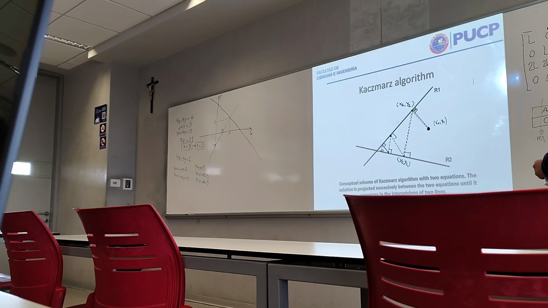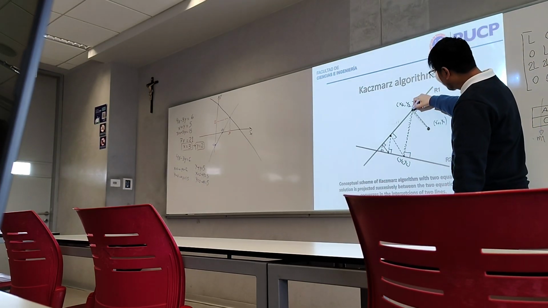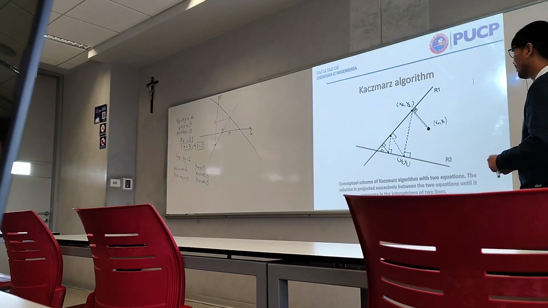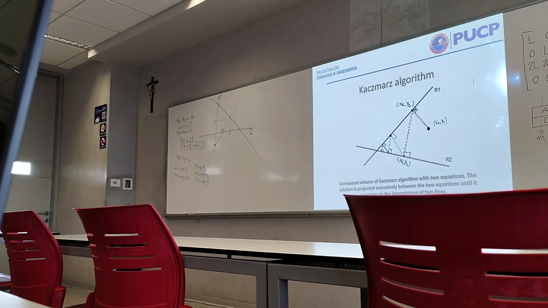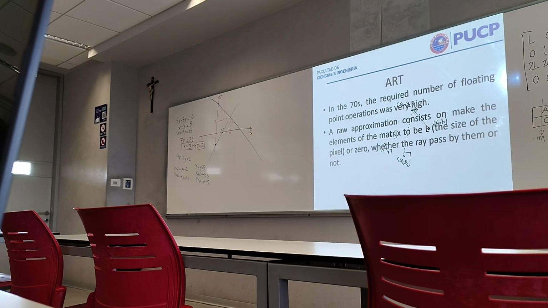How can we get this projection? x1, y1. Right? That's the Kaczmarz algorithm. I think the next slide is. In the 70s, the required number of floating point operations was very high. A rough approximation consists of making the elements of the matrix to be L or 0, whether the ray passed by them or not.